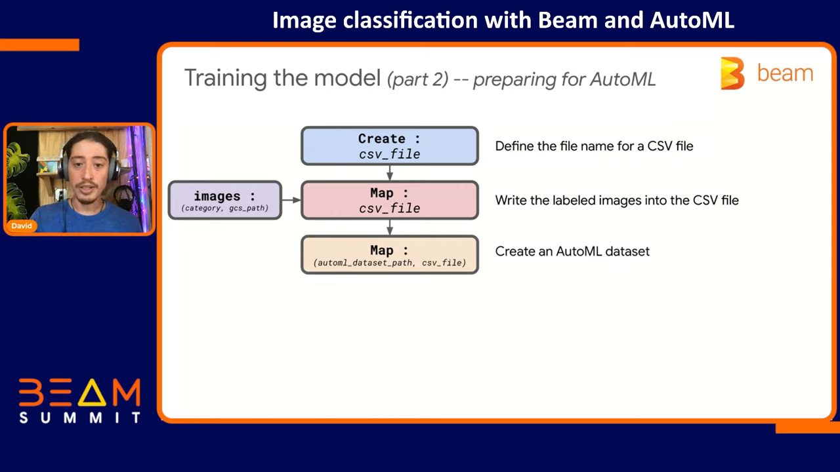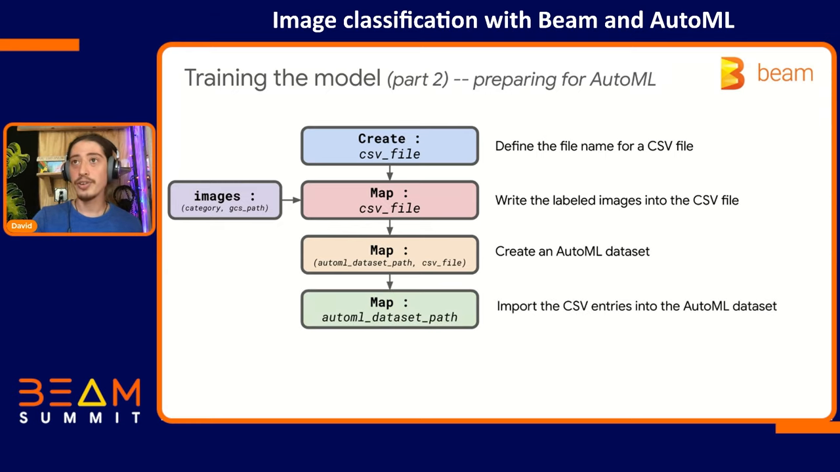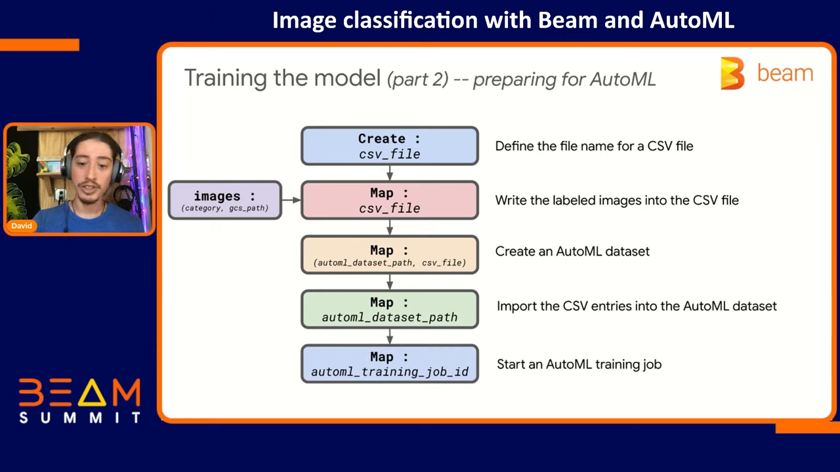Then we do another map transform, which basically just creates the AutoML dataset. And this is a pretty fast operation. It's just creating like an empty dataset. There is another operation in AutoML, which is importing the CSV file into the dataset. So this is the part that actually takes a while. But in our case, we're just waiting until it finishes. It's not like a super long time. And then after it finishes, we start the training job. And this is the part that takes the longest. So after that, we just finish the pipeline.